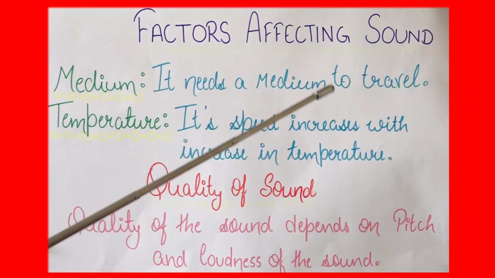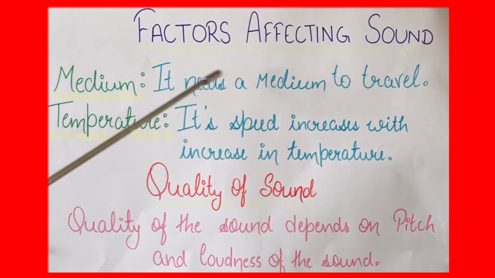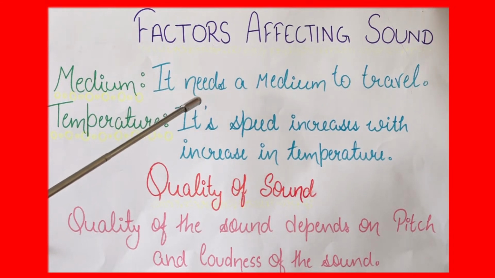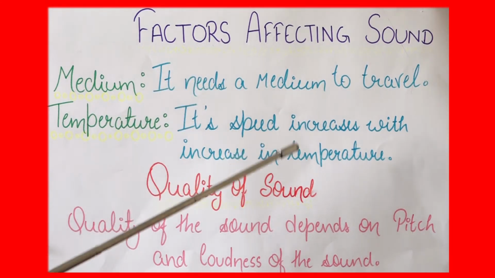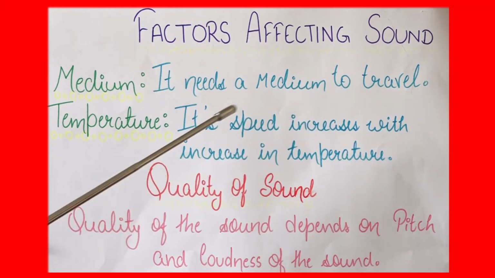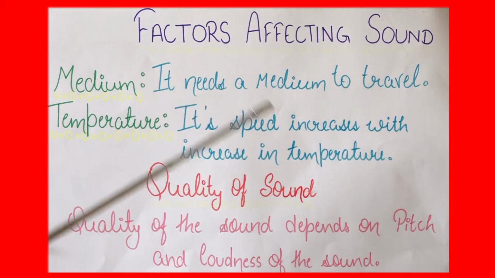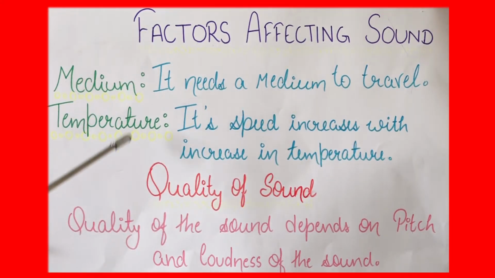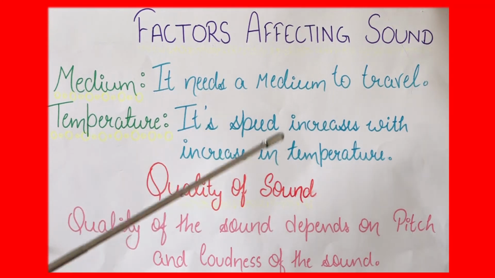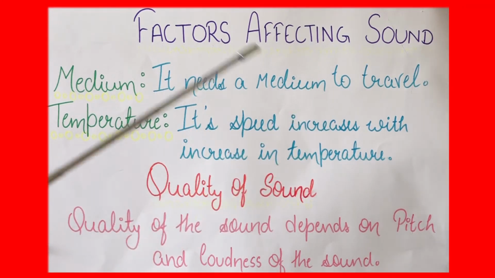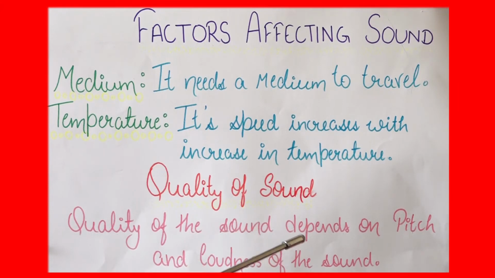Factors affecting sound. The factors affecting sound are, first, the medium. Sound travels faster in a denser medium than in a rarer medium. It cannot travel through a vacuum. It needs a medium to travel. Second, temperature. The speed of sound increases with the increase in temperature. The quality of sound depends upon the pitch and the loudness of the sound.